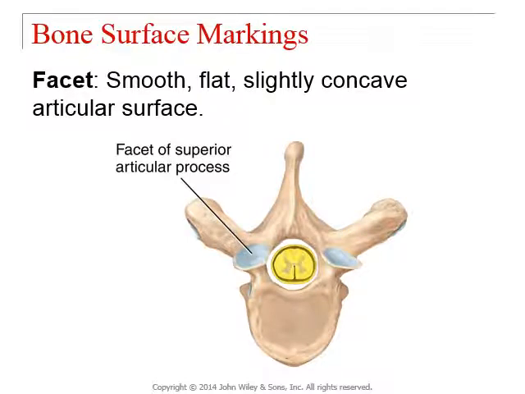A facet is known as a smooth, flat, sometimes slightly concave articular surface. In this case, we're looking at a superior to inferior view of a vertebra. This is going to be a thoracic vertebra, which I'll explain why in a couple slides down the way. So very simply, these allow each bone to slide upon one another within a certain range of motion, limited by ligaments and also by muscle tension.